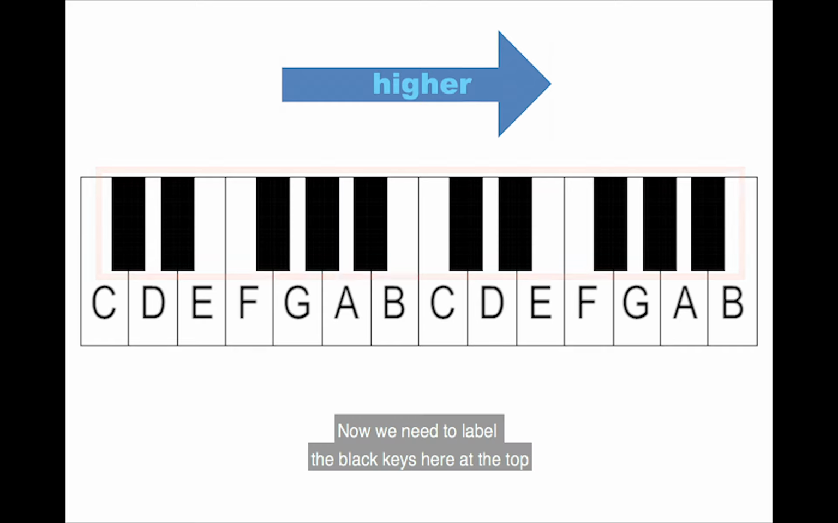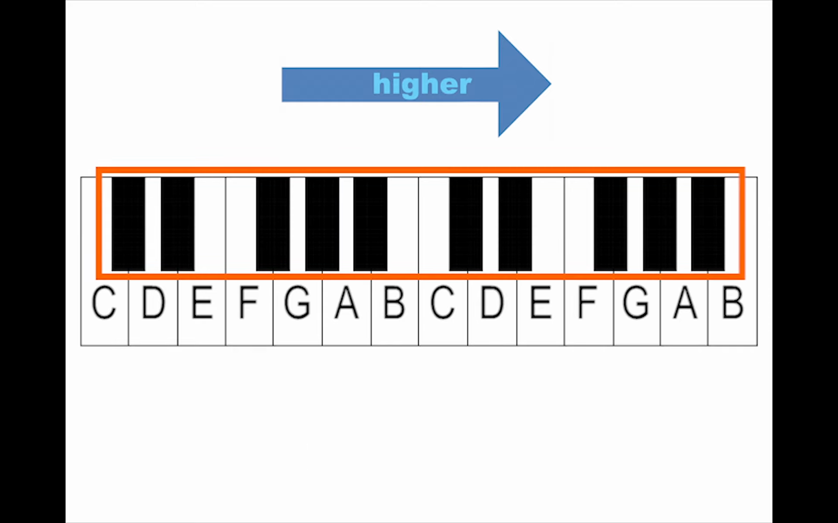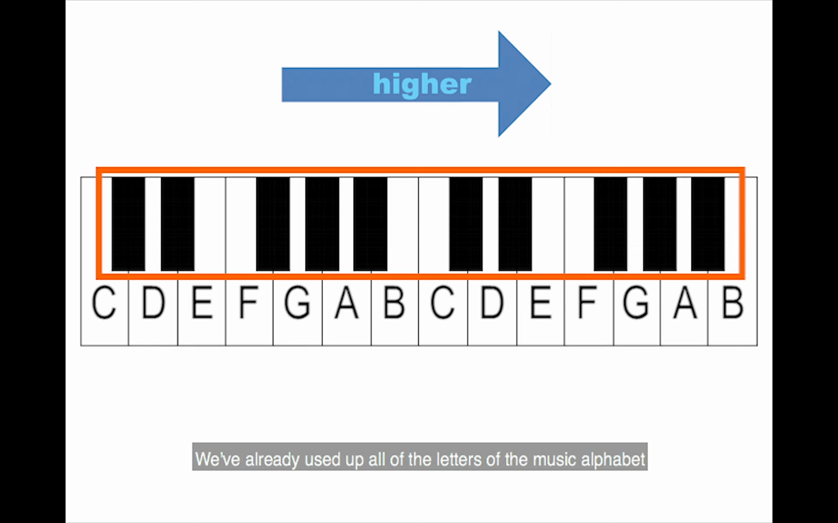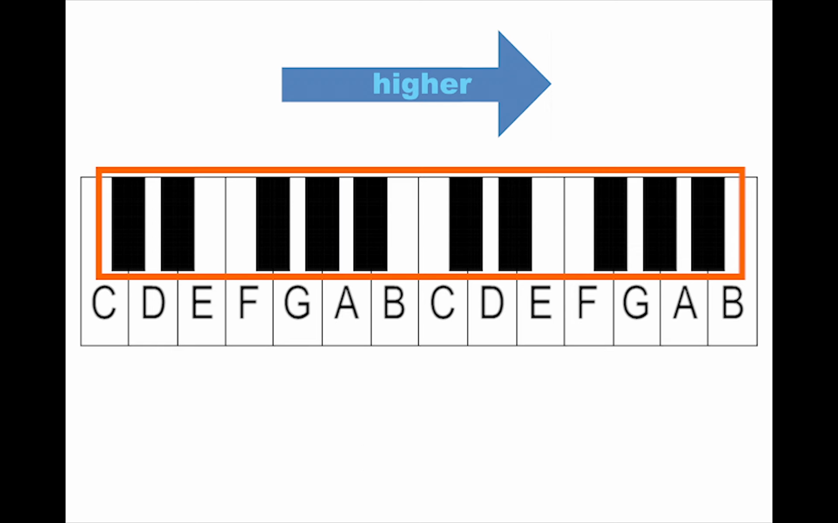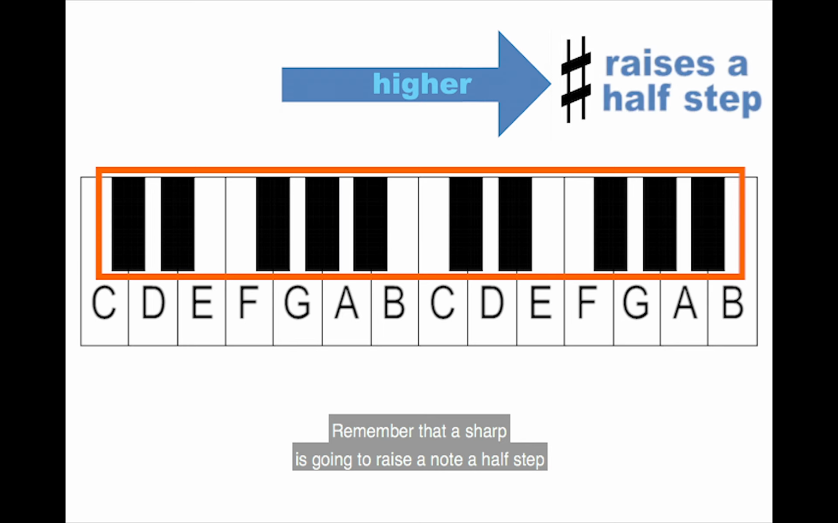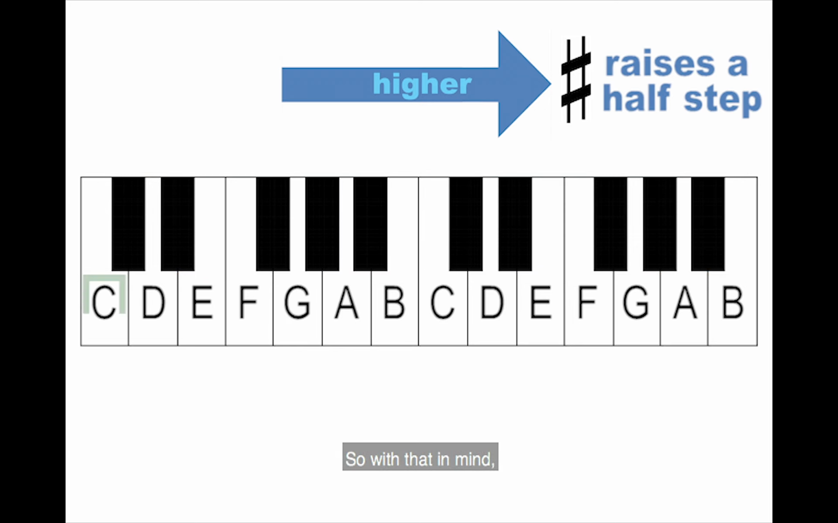Now we need to label the black keys here at the top. We've already used up all of the letters of the music alphabet, so what's left? The sharps and flats. Remember that a sharp is going to raise a note a half step. If we're going higher, we move up toward the right of the keyboard. So with that in mind, if this is C, we want to raise C a half step, so this note right here is going to be C sharp.